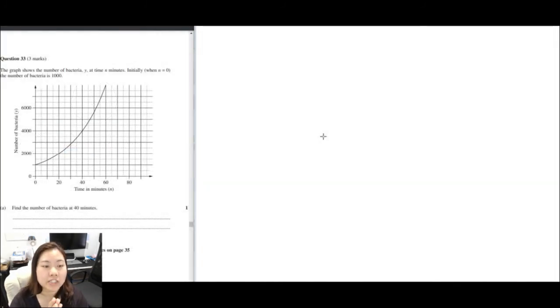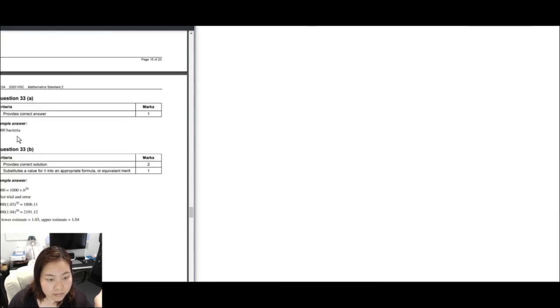Almost there. Question 33. The graph shows the number of bacteria Y at time n minutes initially. When n is equal to 0, the number of bacteria is 1,000. Find the number of bacteria at 40 minutes. Well, it's clearly saying 4,000. It's only worth 1 mark, so I'm not even going to spend too much time on it. 40 minutes, 4,000 bacteria.